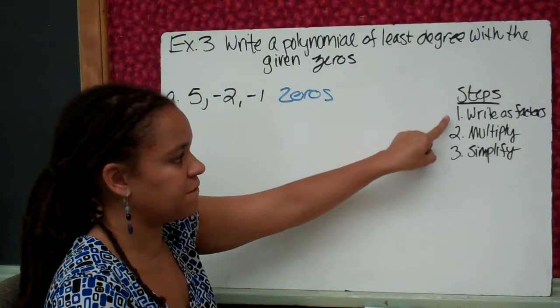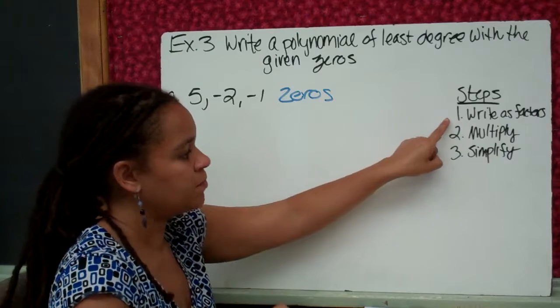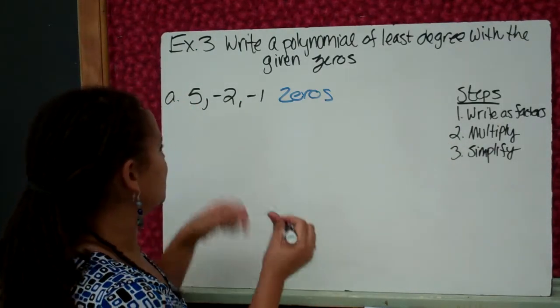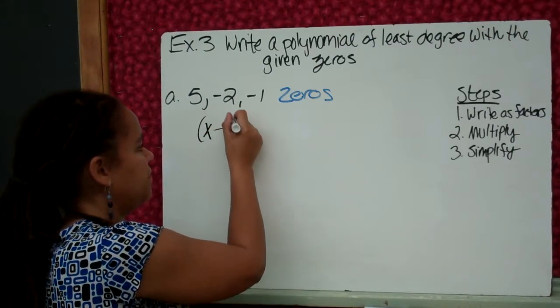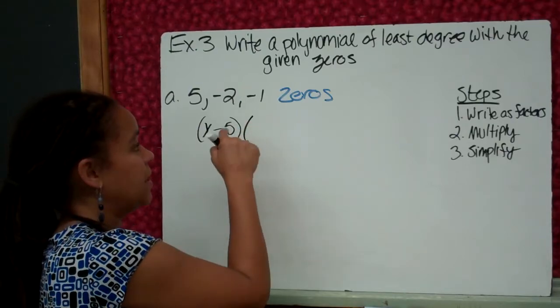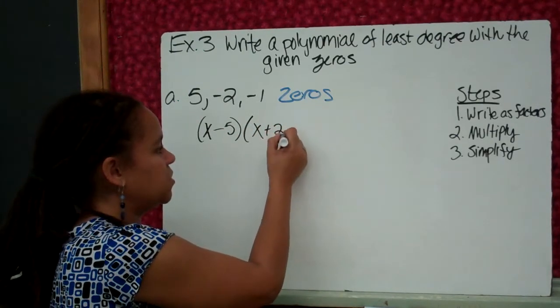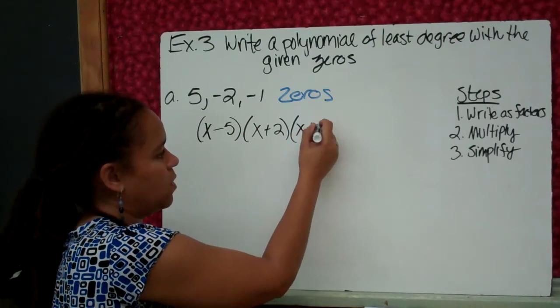Well, here are the steps. First, you want to write the zeros as factors. Remember, it's x minus the zero. Then we're going to multiply it all out and simplify. So if 5 is a zero, the factor is x minus 5. Negative 2, that will be x minus negative 2, but we don't write double negatives, so that's x plus 2. And x minus negative 1, which would be x plus 1.